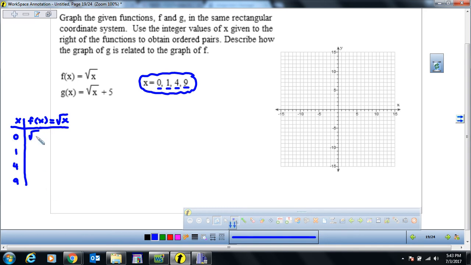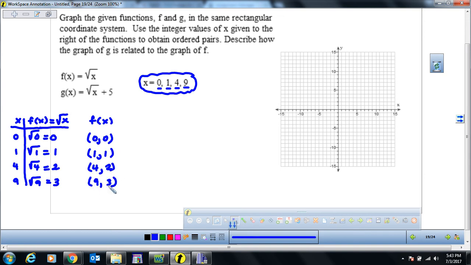So when I do the square root of 0, that one is equal to 0. The square root of 1, that one is 1. The square root of 4, that one is going to be 2. And the square root of 9, that one is going to be 3. So for the function f of x, we get the points (0, 0), (1, 1), (4, 2), and (9, 3).